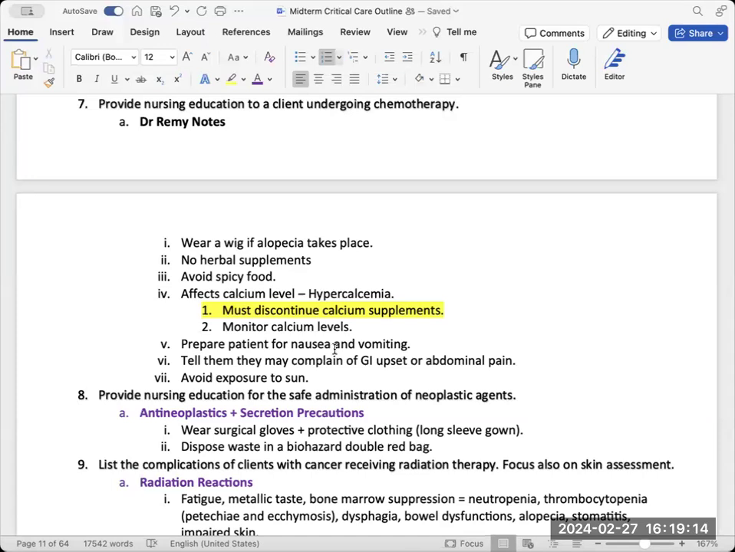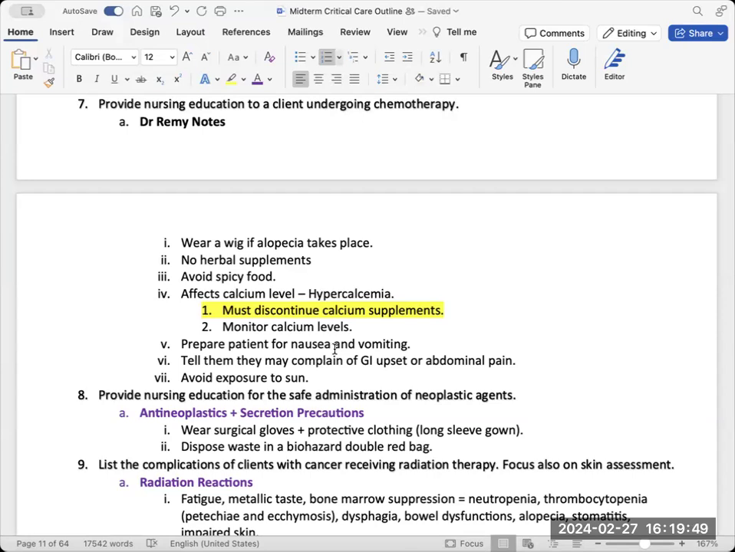Calcium levels. This is something that Dr. Remy specifically emphasized, that they can have hypercalcemia, so they need to monitor calcium levels and discontinue any calcium supplements that they're taking. We want to prepare the patient for nausea and vomiting. We might tell them that they might have GI complaints, right? And avoid exposure to the sun, right? They're immunocompromised, right? And the sun can also promote skin cancer and other complications, as well as just be harmful to the skin, and it can cause delayed healing. So none of that would be good for them.